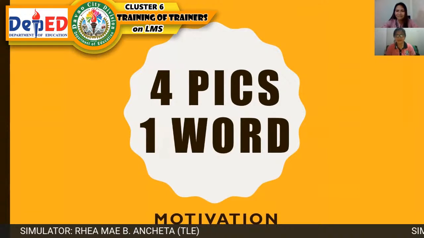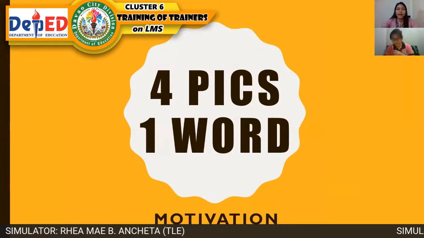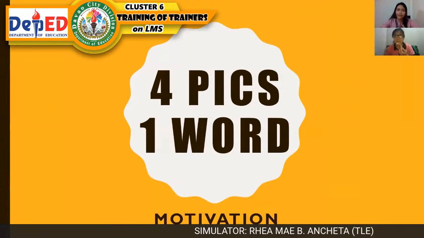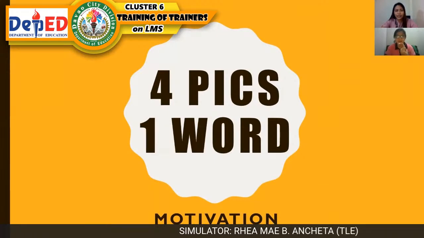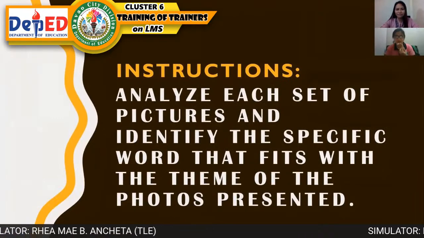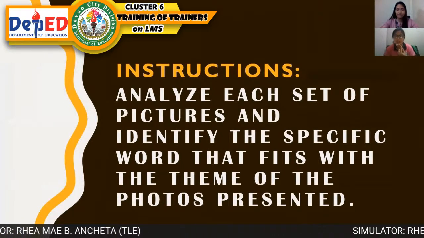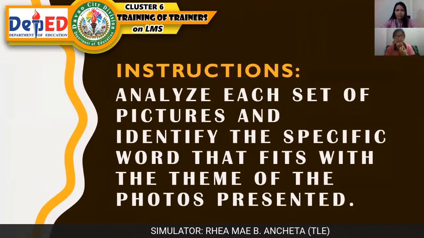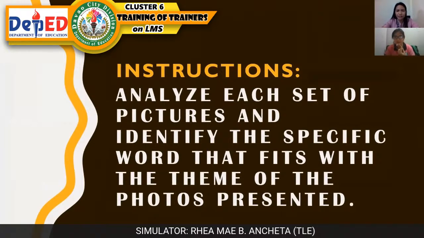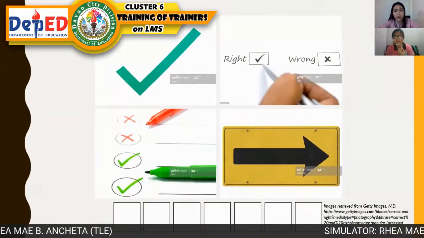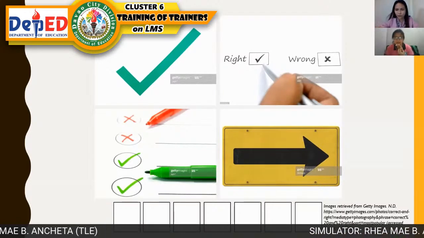Are you familiar with this game? Yes, ma'am, I have played it on my cell phone. All right, very good. Then that will make this game a lot easier for you. This game will help us identify or give us a hint of the topic or lesson that we will be discussing for today. Let us first begin with the instruction. Can you please read the instruction? Instructions: Analyze each set of pictures and identify the specific word that fits with the theme of the photos presented. There will be pictures provided on the screen. You will have to identify the theme of the pictures presented and try to match them up with the boxes provided under the pictures. All right, let's try the first item. We have four photos.